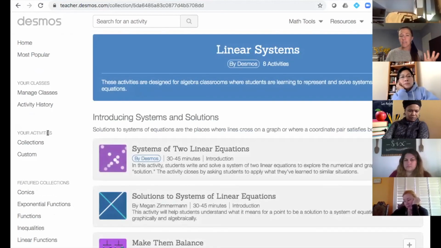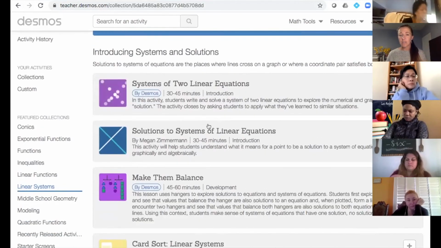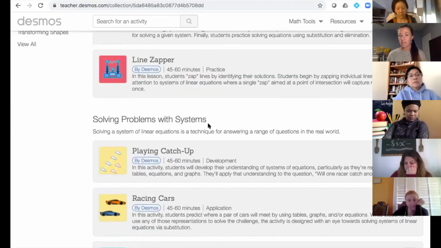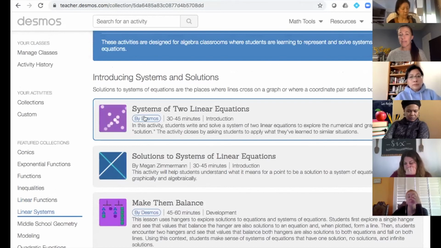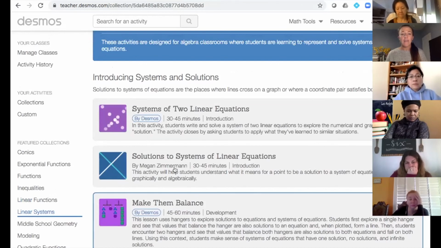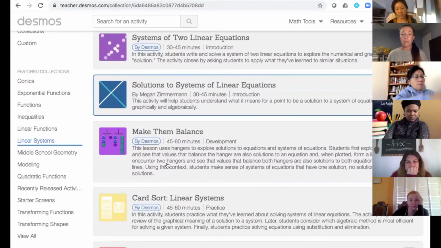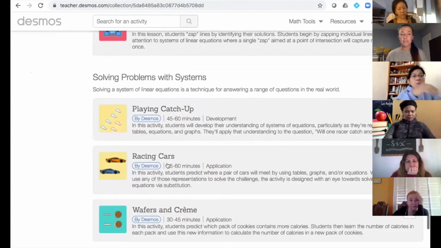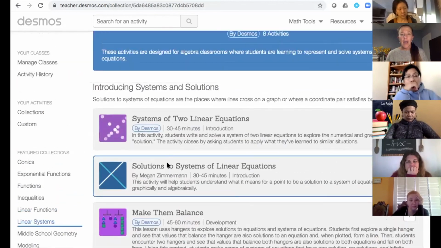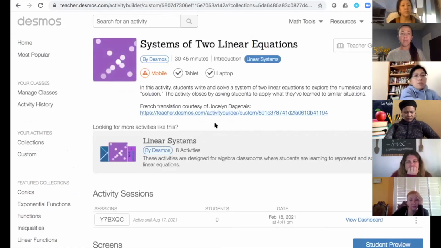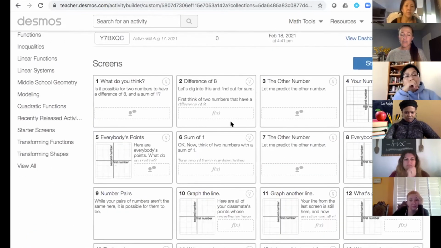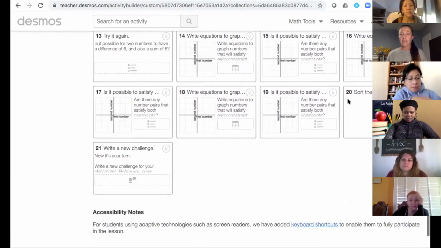If I click on linear systems, I can see descriptions of a variety of different activities, okay? I would encourage you, the ones that are by Desmos are as listed. The other ones are usually by teachers or other people in the field. But I encourage you to just click around and see what's here. I am going to click on this one and let's just see what it is. It's got a little description here for me. And you see, this is actually quite an extensive activity. It has 21 different slides, okay?